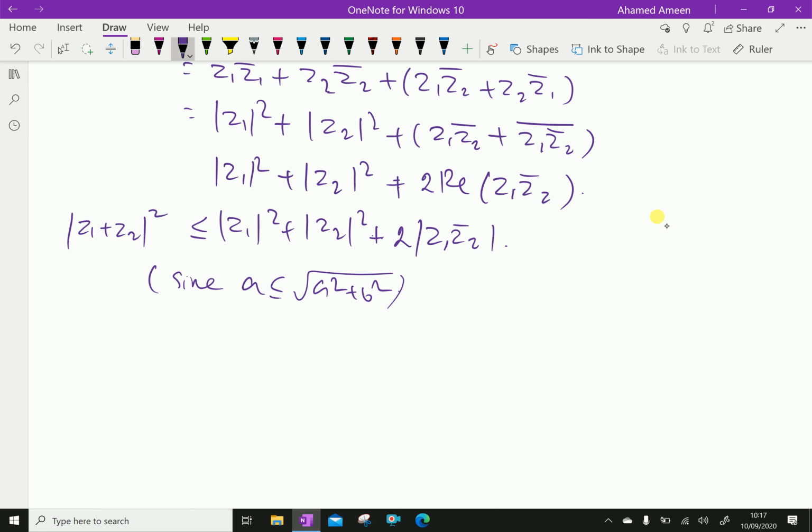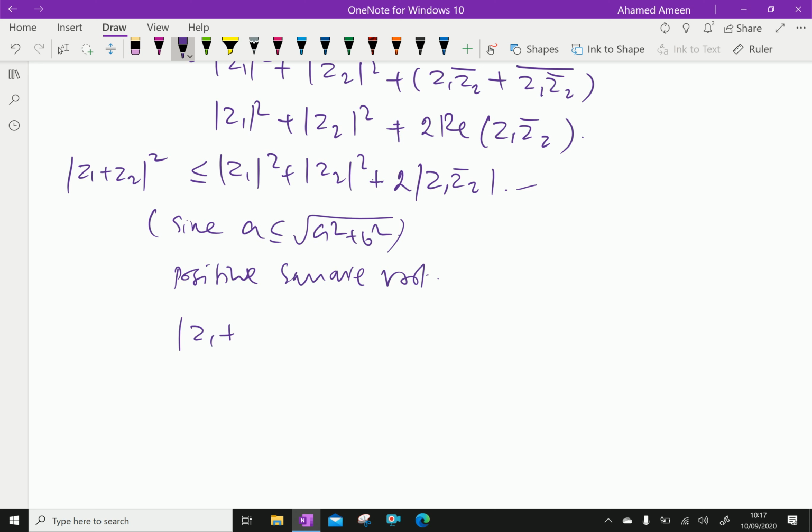After that, from this we proved first, and now taking the positive square root of both sides, you will get modulus of z1 plus z2 is lesser or equal to modulus z1 plus modulus z2.